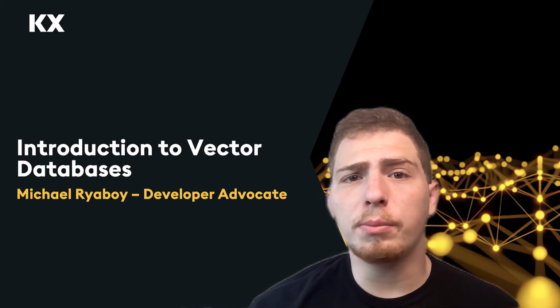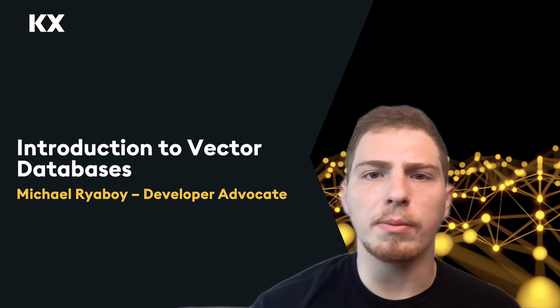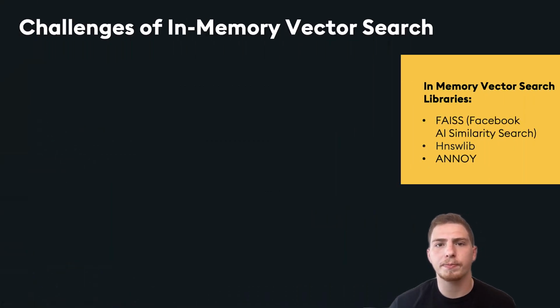In this video, I'll be going over vector databases, the problems that they solve, their components, and their use cases. When you're doing vector search, you typically have two options. The first is to use a vector database, but the second is to use an in-memory vector search solution like FAISS, which stands for Facebook AI Similarity Search.